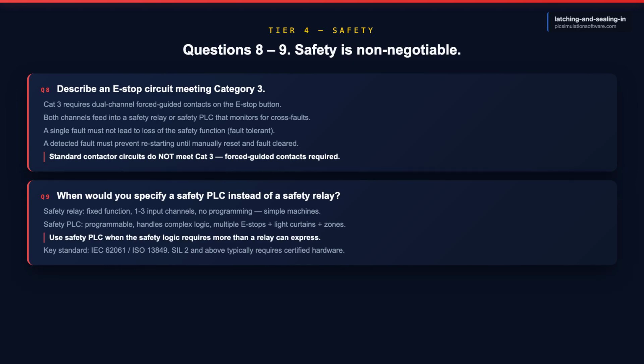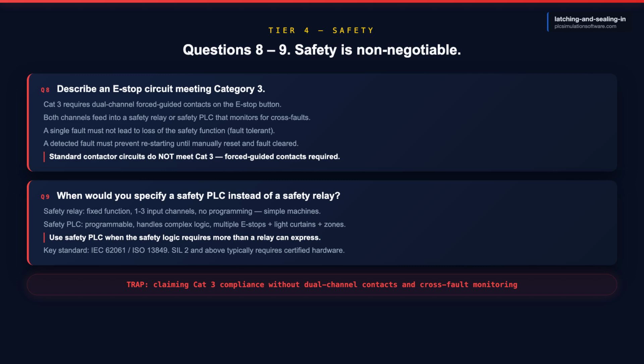Tier 4 is safety. These questions filter out candidates who could become liabilities on the shop floor. Question 8. How do you wire an e-stop on a Category 3 machine? Answer: dual channel, both channels broken by the same physical button, monitored by a safety relay or safety PLC. Single-channel e-stops are not acceptable on Cat 3 machines.